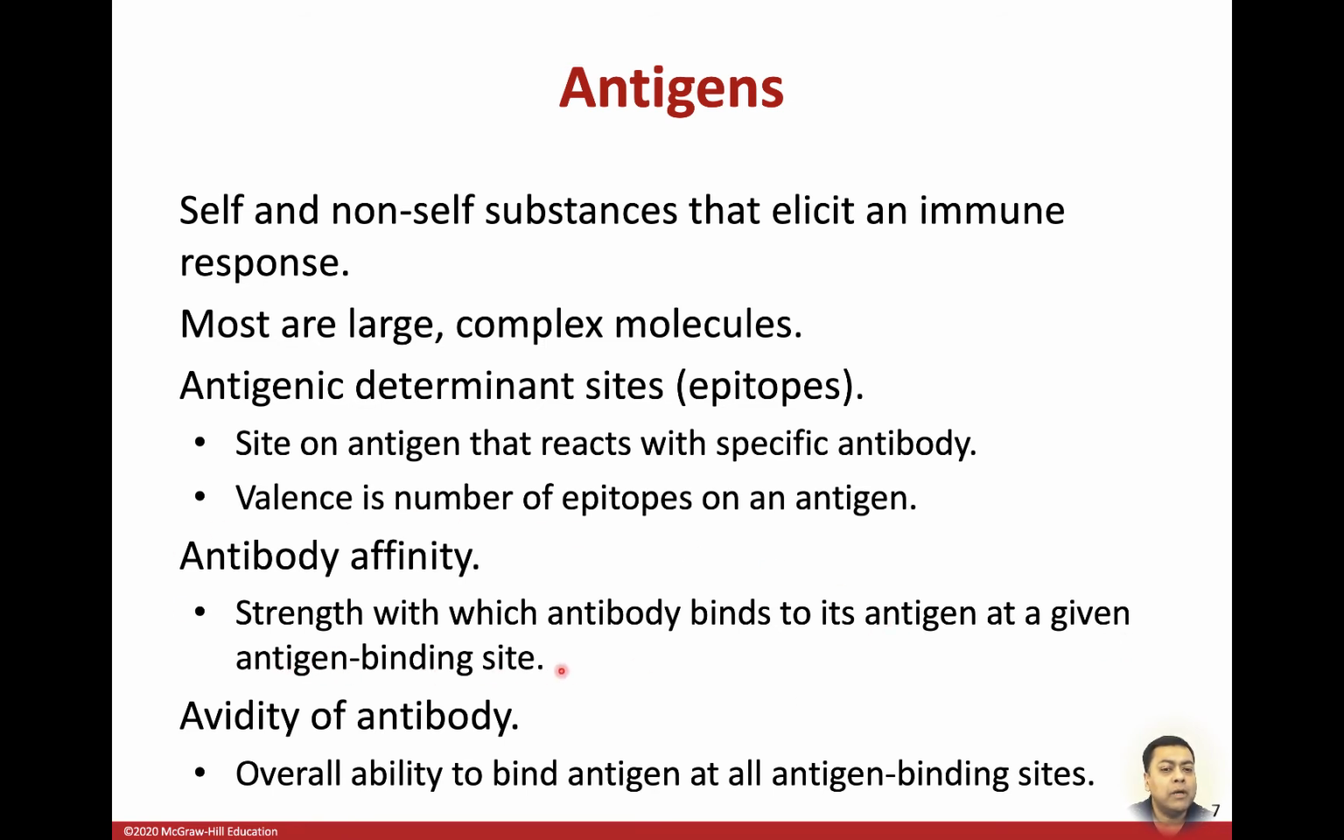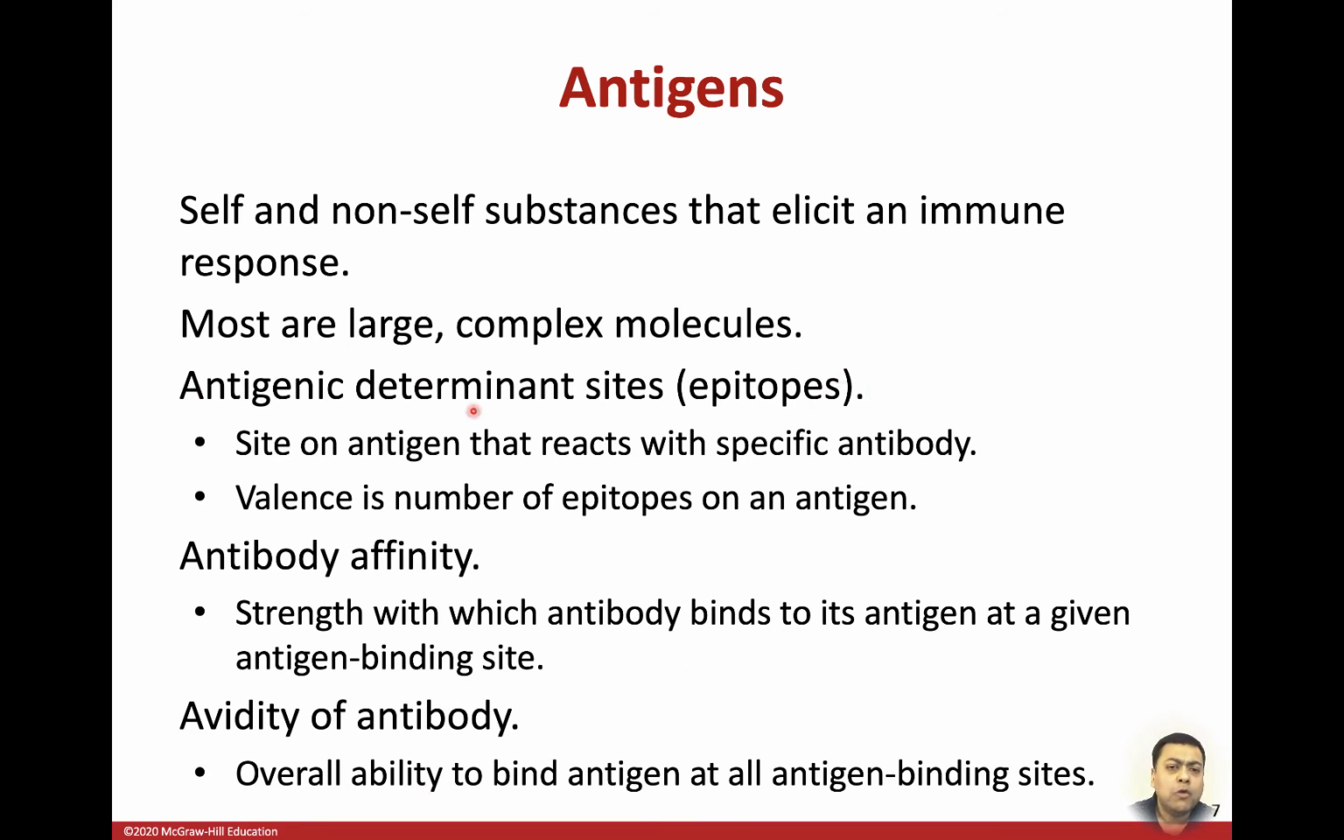This is also important. It gives you an idea that some antigens bind weakly to the antibodies, and these are considered weak immunogens. On the other hand, there could be a strong immunogen which binds to the antibodies much more strongly. Another important concept is the avidity of the antibody, which is the overall ability to bind to the antigen at all binding sites. There is a subtle difference between this and the antigenic determinant sites, or the epitopes.